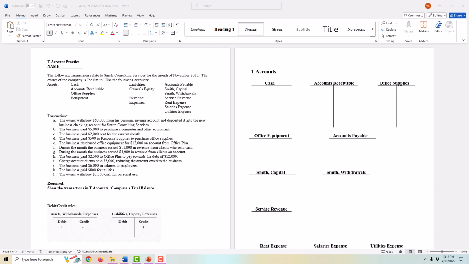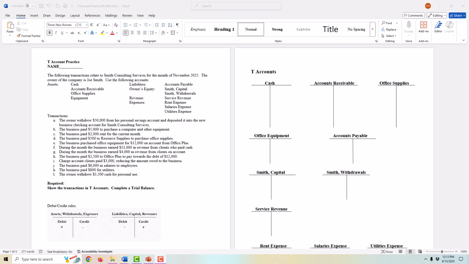In this video, I'm going to go through this demonstration problem to practice debits and credits in T accounts. And hopefully you watched my previous videos where I explained all of this, and how you record transactions using journal entries with debits and credits. And then whatever you do in the journal, you copy over to the ledger.